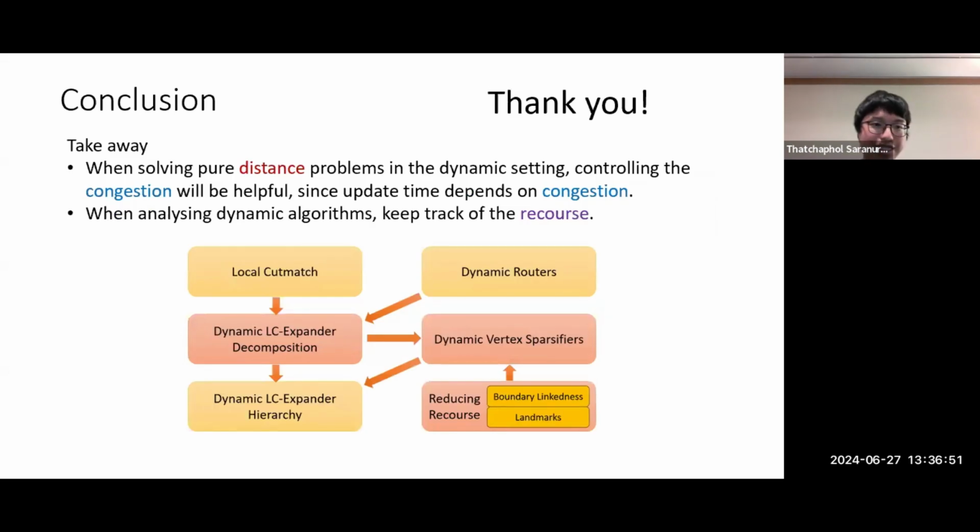Just a short conclusion to conclude this talk. The key thing we want to show is that when solving even purely distance problems in a dynamic setting, controlling the congestion is also helpful because the update time will depend on the congestion. The second thing is that when analyzing dynamic algorithms, the recourse matters very much, and we need to keep track of it so that it does not blow up to become polynomial at last. This is all of my talk. Thank you for listening.